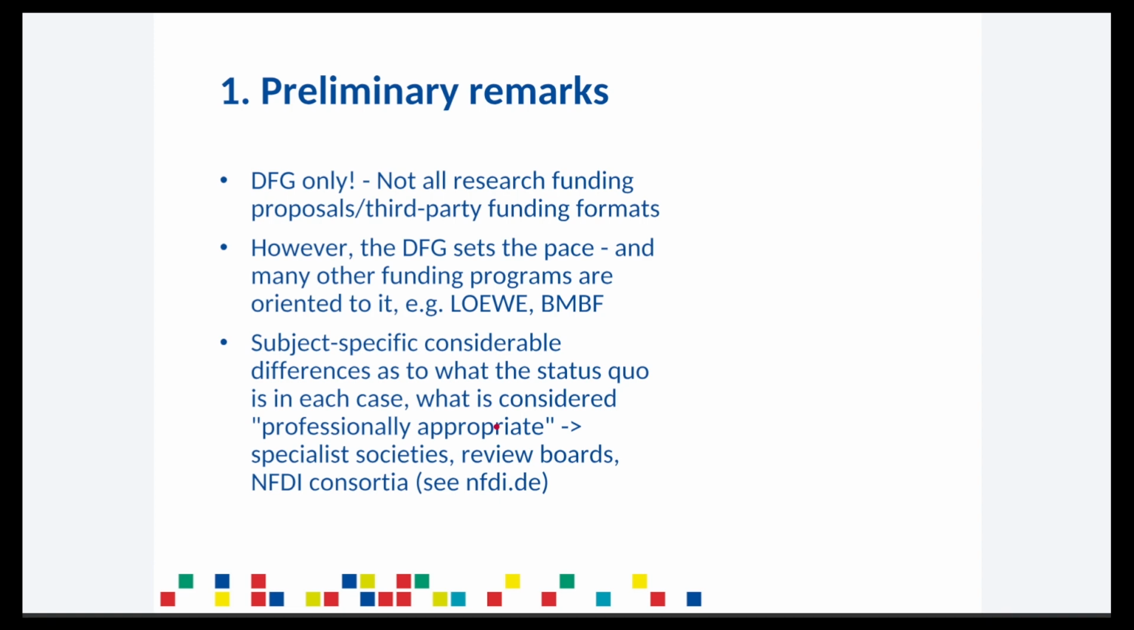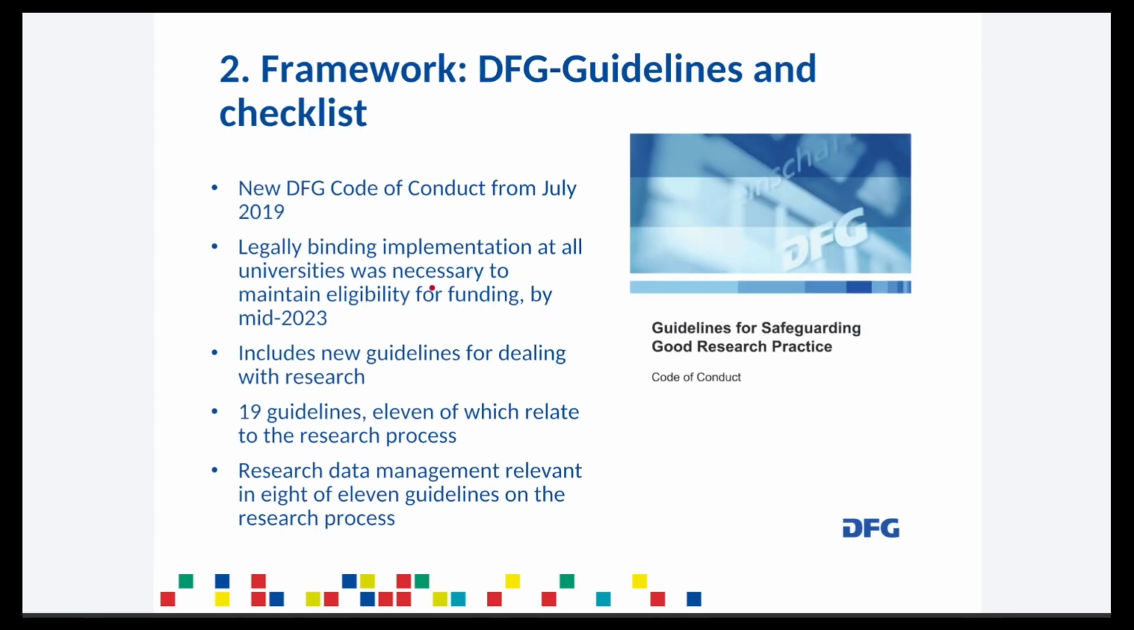And also the National Research Data Infrastructure, I will talk about it later on as well. They have these 26 consortia which are discipline or subject specific or data specific. You need to have a look at them as well for very special information on your discipline. And that's what I wanted to remark in the beginning, and then we can get started with the framework which sets the pace, the DFG guidelines and checklists.